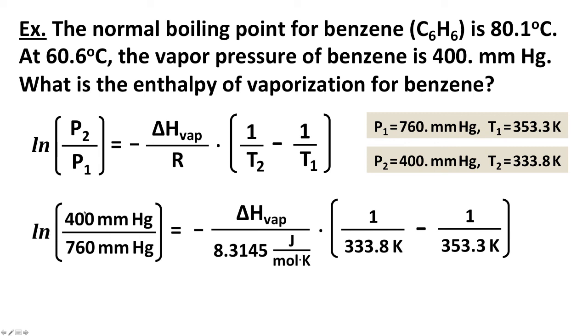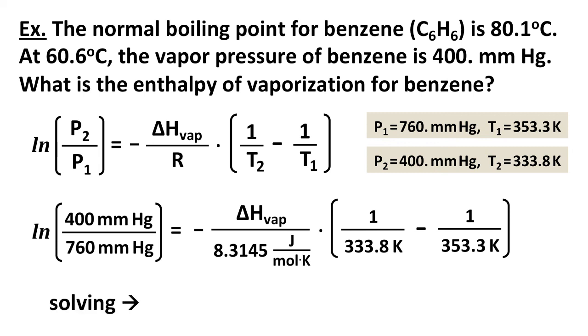So we have to take the natural log of this ratio, multiply both sides of this equation by negative R value, 8.3145, to get rid of that. And then this 1 over temperature difference, 1 over T2 minus 1 over T1, we need to get that value and then divide both sides by that. So simple, isolate the variable, usual thing to do.